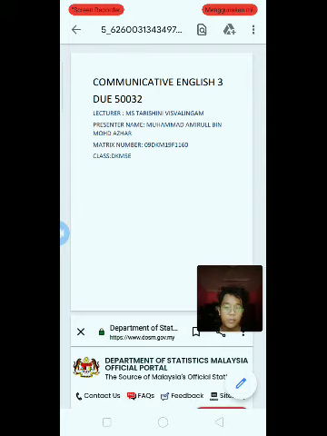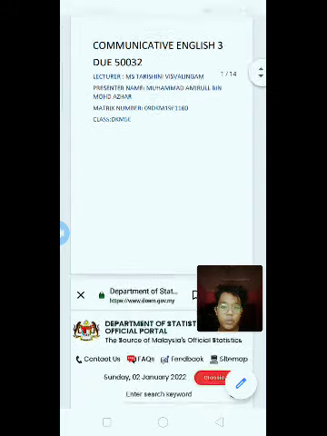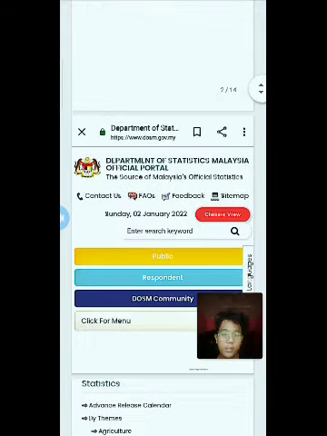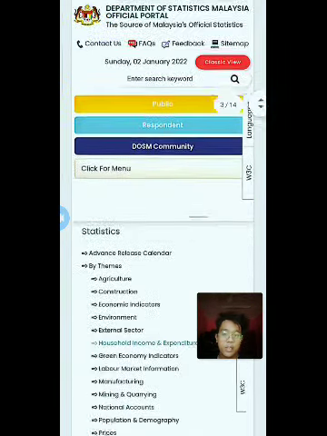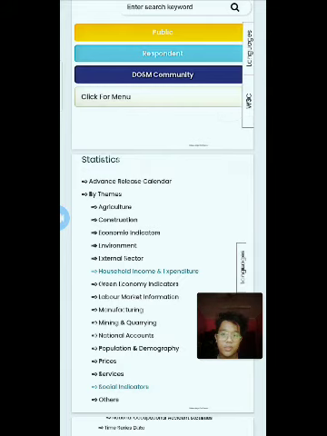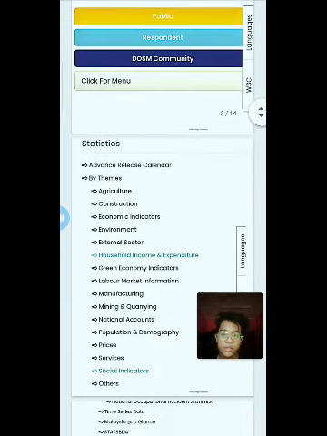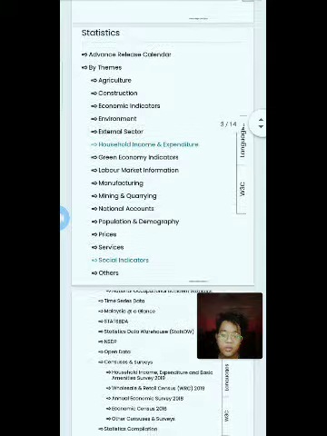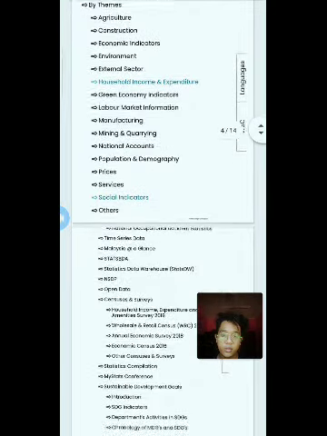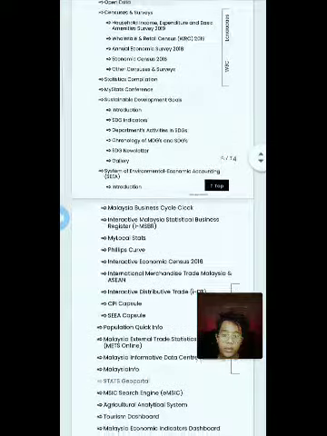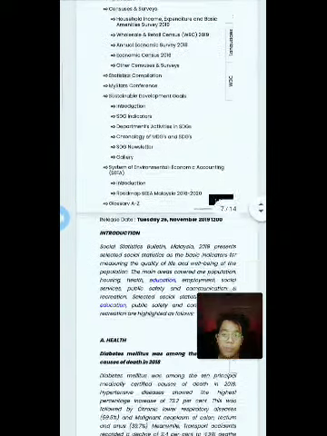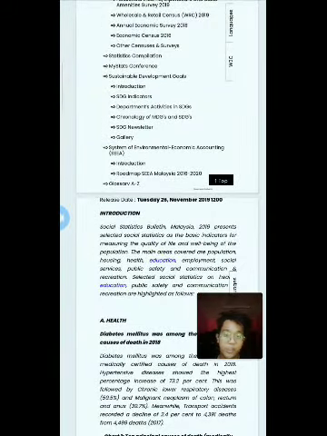Today I will explain about my graph and charts in Communicative English 3. I found the first one on the website called Department of Statistics Malaysia official portal. If you go there, you can see it shows the statistics, the advance release calendar, and there is a lot of it, but that is not what I will explain.